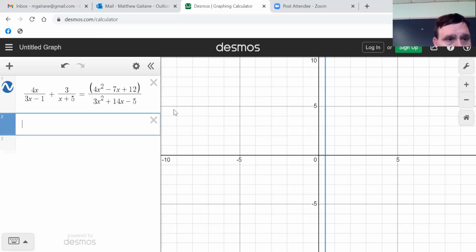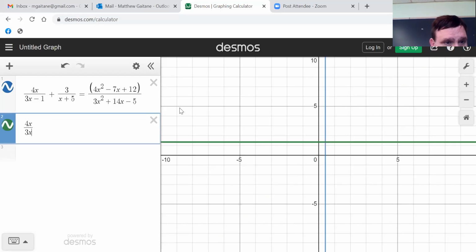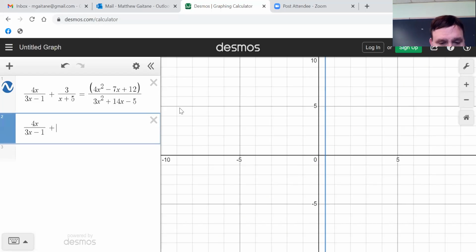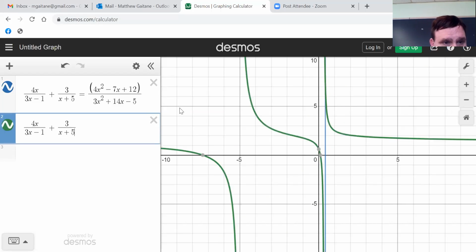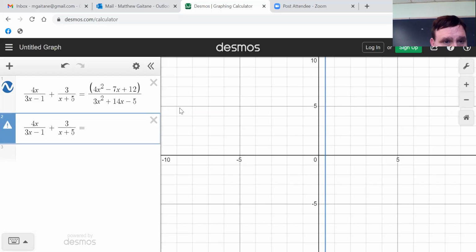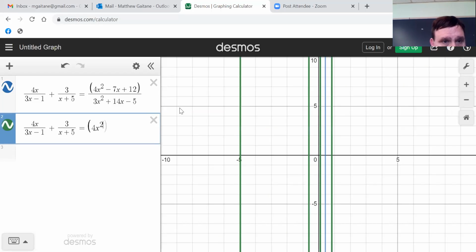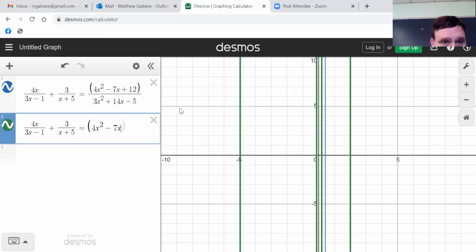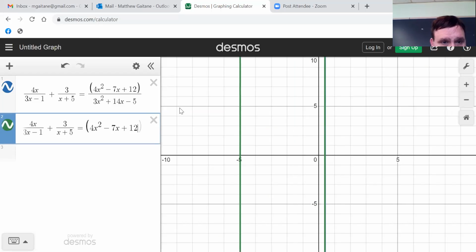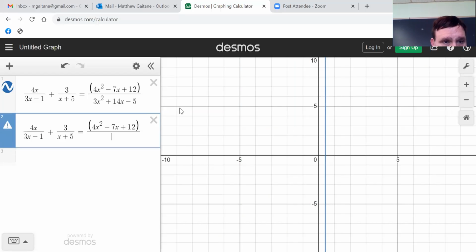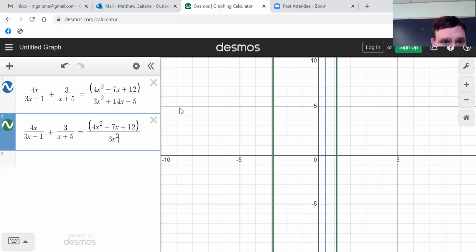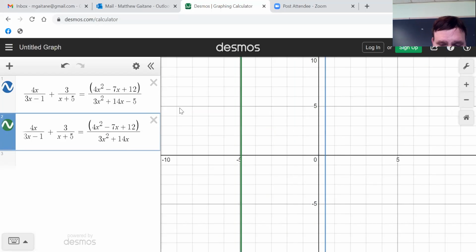Okay. Then as we check our answer, all right, we type in the equation. I already have it typed in, so I'm going to actually do it with you. Nothing really here to show that's different. So that equal sign I'm going to change to a minus, so it's 4x squared minus 7x plus 12 divided by 3x squared plus 14x minus 5.